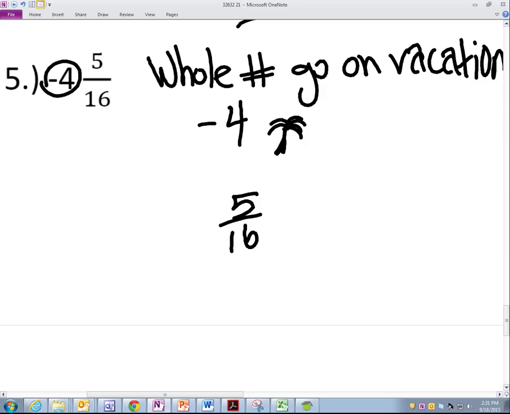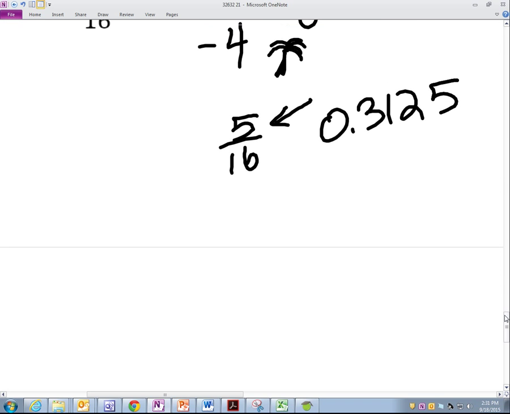Yep, that's correct. So we just did this one above it. And for demonstration reasons, I'm not going to do that whole thing again. So we found out that 5 divided by 16 was 0.3125. Now, hold on. -4 is still on vacation. Now, -4 comes back from being on vacation. The whole number comes back, and the final answer is -4.3125.